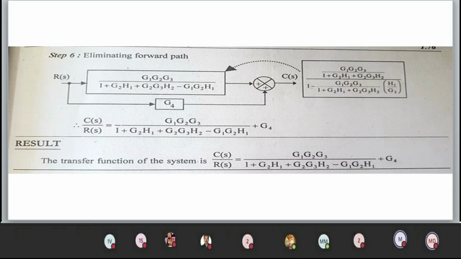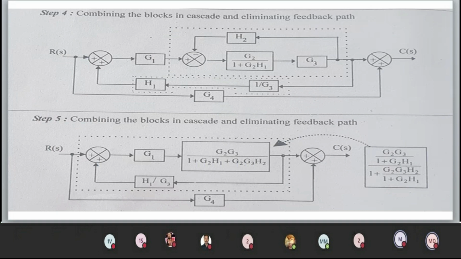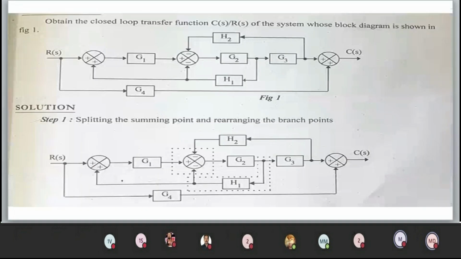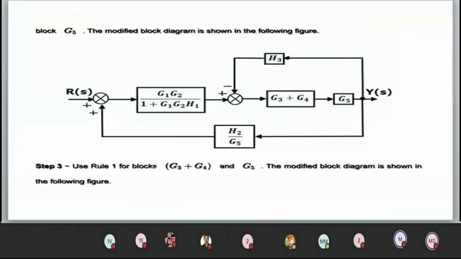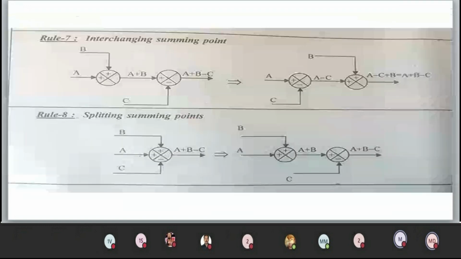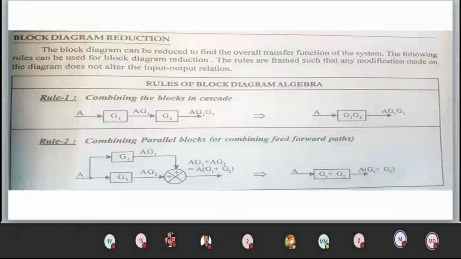Once you're thorough with all these problems, you can notice that it's very simple. Not only simple, it is also very easy to understand how to eliminate. So kindly notice one thing. The rules for block diagram reduction are very, very important. When two blocks are in cascade, multiply the gain. When two blocks are connected in parallel, that is feed forward, add the gain.